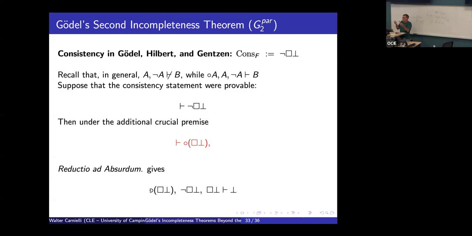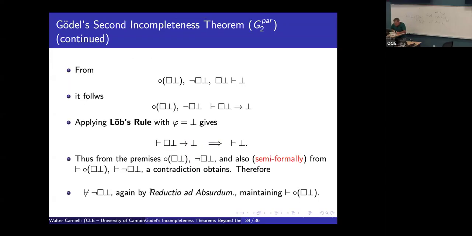Then by reductio ad absurdum, I have not square bottom, and bullet is square bottom. Then I have the right to derive a bottom, and from these two sentences I have square bottom implies bottom. Applying Löb's rule, I obtain provability of a bottom. Then, reasoning in a semi-formal way, I prove that I do not prove the consistency of my system.